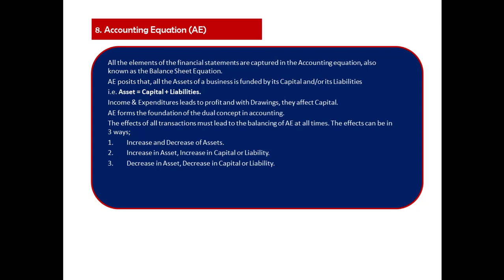So if an asset goes up by say $100, another will also come down by $100, which will leave the accounting equation balancing. The second effect is an increase in assets, so the left side of the equation going up, then an increase in capital or liability, the right side also going up by the same figure. It will leave it balanced. The third and final effect is a decrease in assets, the left side coming down, and a decrease in capital or liability, the right side also coming down, which will make it balanced.